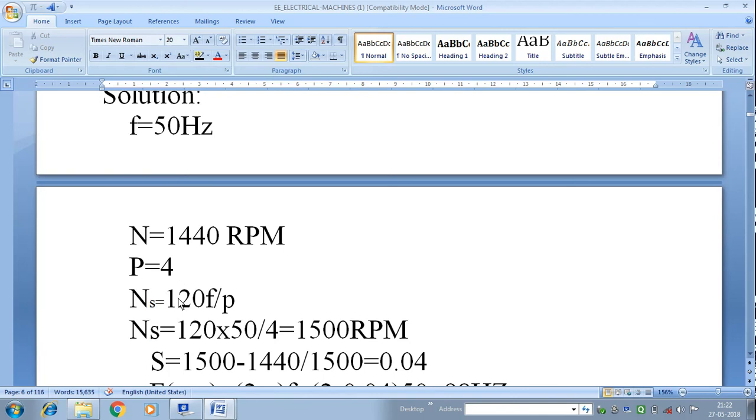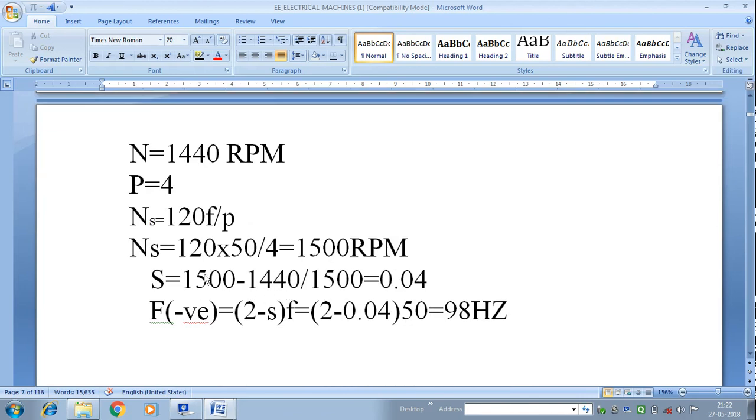Then synchronous speed we can easily calculate: 120 f by p, that is 120 into 50 divided by 4, number of poles, that is 1500 rpm. So we can easily calculate the slip here, that is slip is equal to (ns minus n) divided by ns, that is (1500 minus 1440) divided by 1500, that is 0.04.